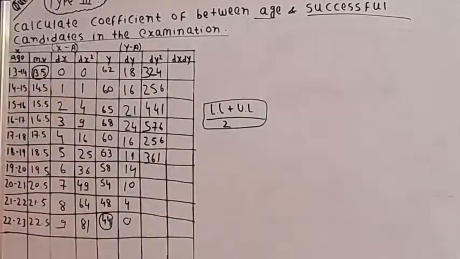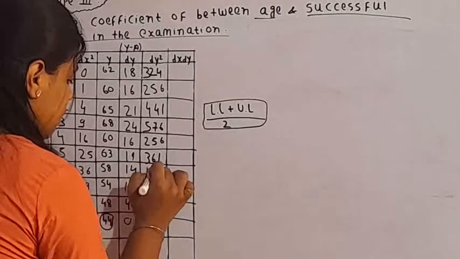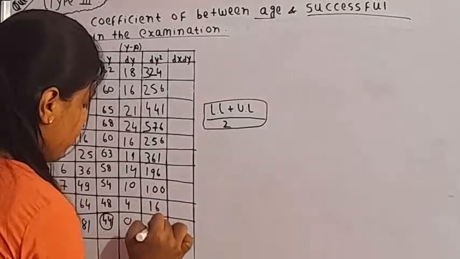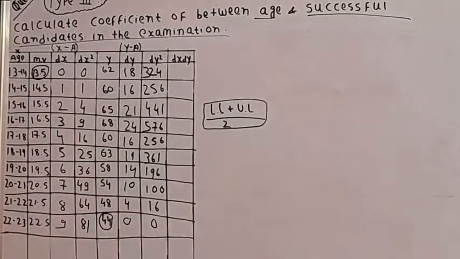Square of 14. 14 into 14. It will be 196. Square of 10, 100. Square of 4, 16. Square of 0, 0. This way we have calculated the dy square column as well. Now what is the next thing we have to do?